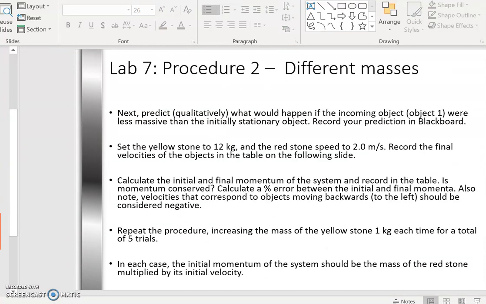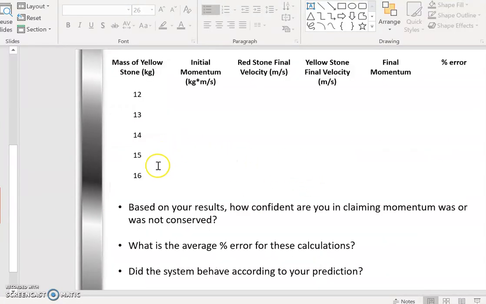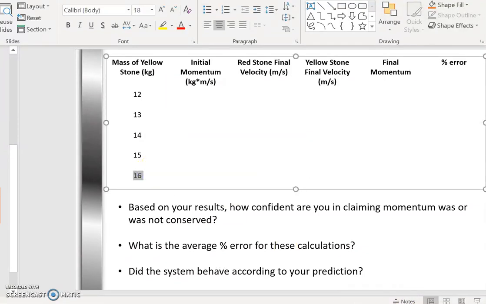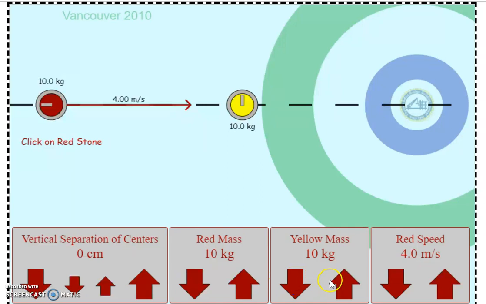What about when the masses are different? Now we're going to leave the red stone at 10, but the red stone is going to be less massive than the yellow stone. So we're going to set the yellow stone to 12. Actually, I'll tell you what. Let's come back down here into this table, and just to give you an example, the best example, let's set the yellow stone to 16. So let's make the yellow mass 16, and we'll reduce the red stone's velocity back to 2.